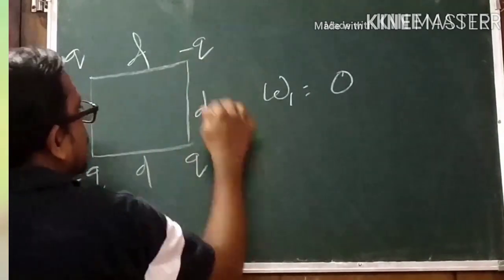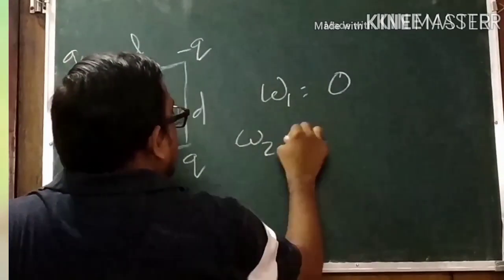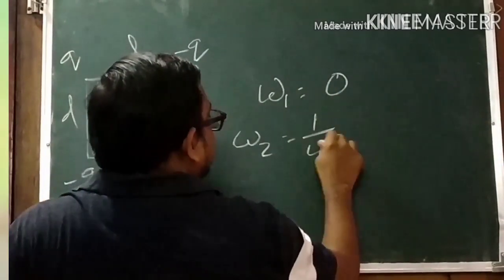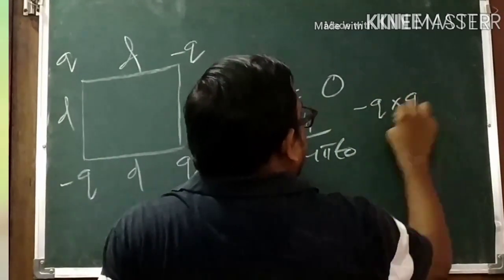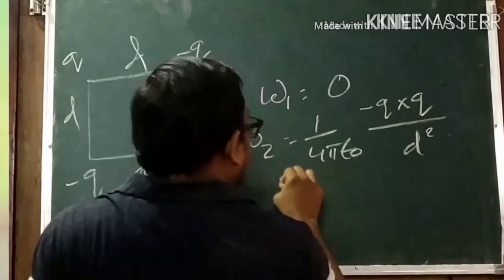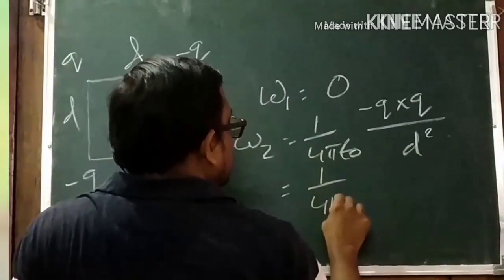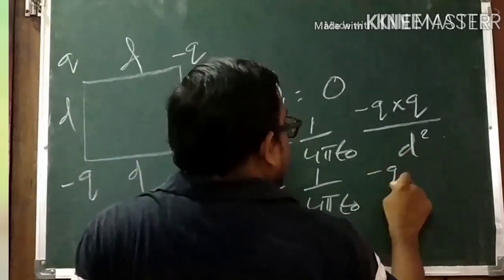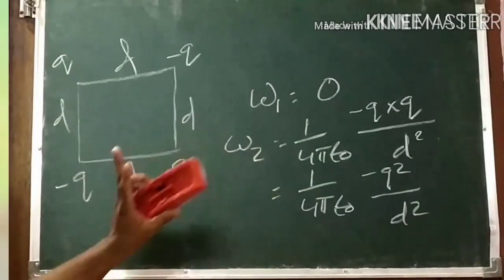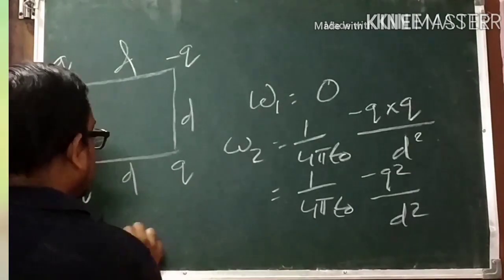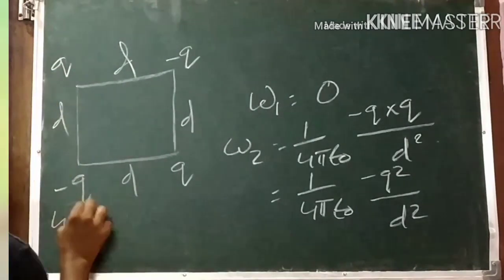Now for second Q, this will be equal to 1 by 4 pi epsilon 0, this is minus Q into Q by D square. So this will be equal to 1 by 4 pi epsilon 0 minus Q square by D square. So we have also calculated the work W2. Now the work W3 is important.